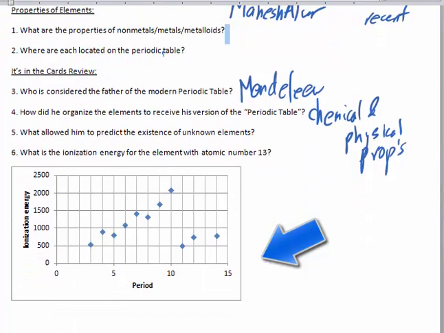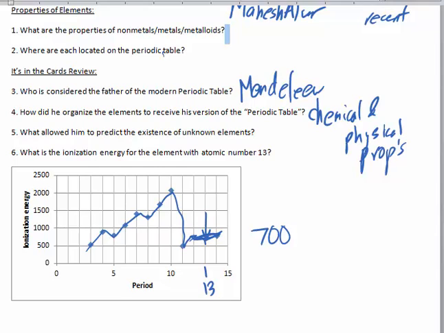What is the ionization energy for the element with atomic number 13? So you look at this graph, and you notice that 13 here is missing. So what you do is, you notice the pattern that is developing here. You notice that even if you just drew a straight line across here, any number around here would be just fine. So you draw that across, and that's maybe around 700. And there should be units, except that this activity didn't give us the units of the ionization energy, so it doesn't matter. But in general, you would write the units here.